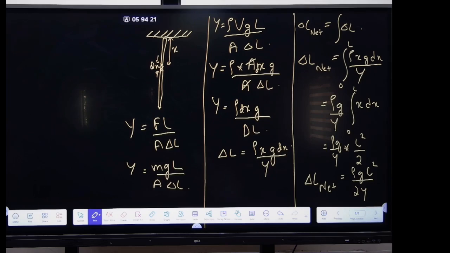Now let's go for the next topic. Mechanical properties of fluids. What do you mean by fluids? Can anyone let me know? Yeah, Buddha?